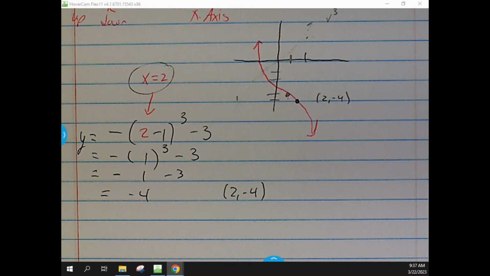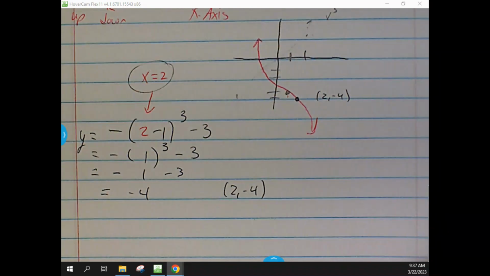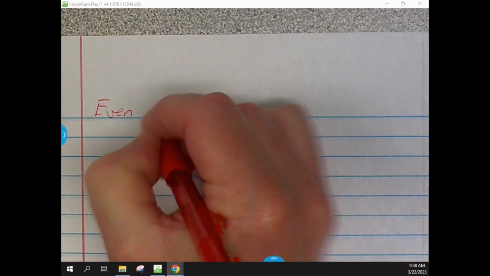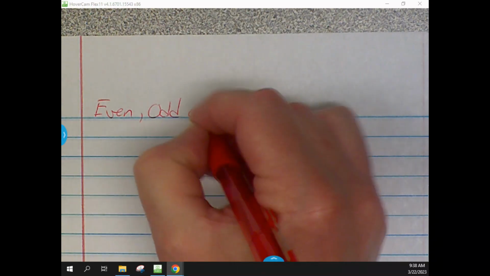Okay, and then the last thing they'll talk about, and it's not a big, huge deal, but it is something that kind of helps with some of the graphs as you go back and do some of these graphs a little bit later on, is they're going to talk about whether a function is even or odd, or neither.